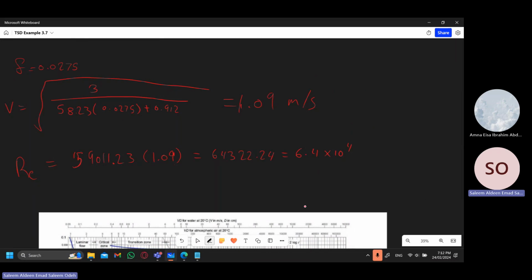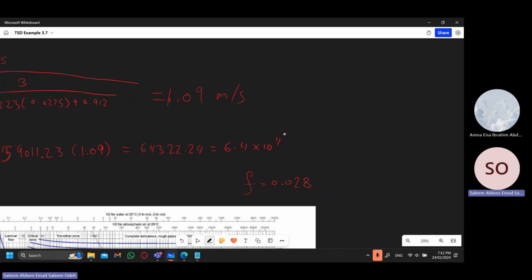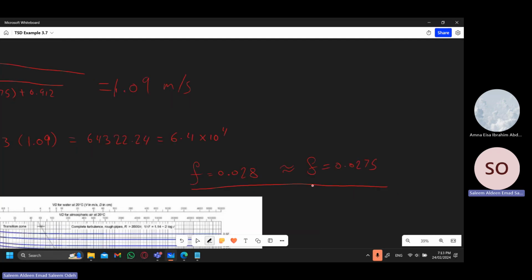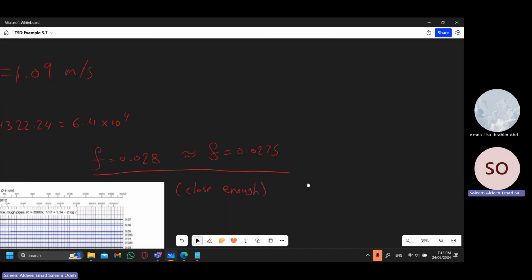So our new friction factor, 0.028, is close to our original value of friction factor, which is 0.0275. If your values are close to each other, then that's fine. You could just say close enough and move on. It's not necessary to get the exact same value. You just need your values to be close.